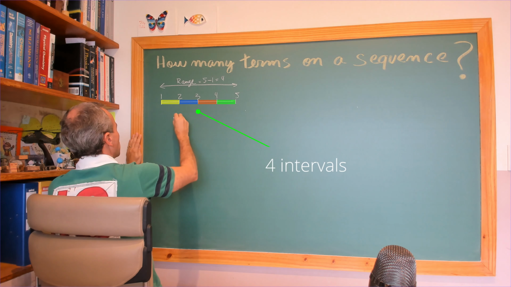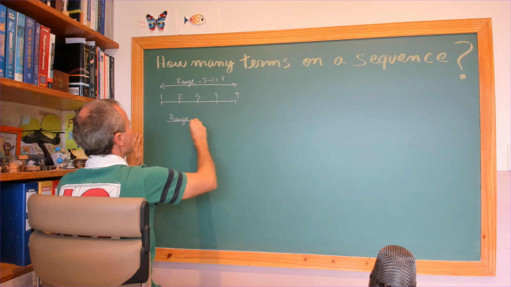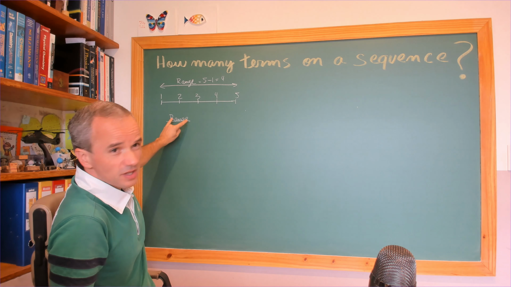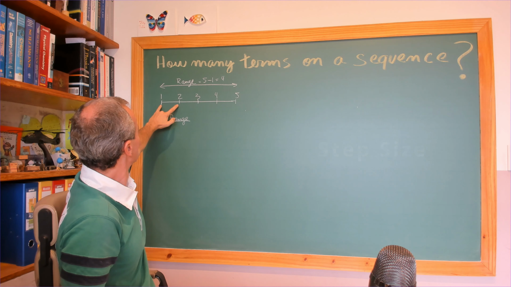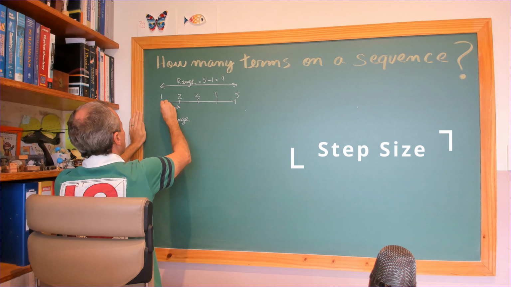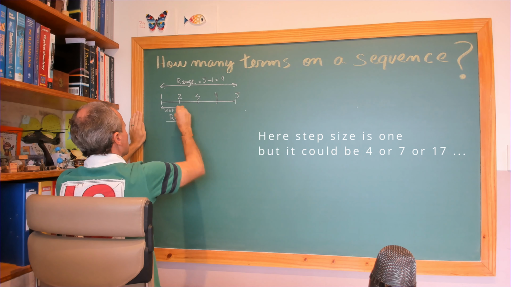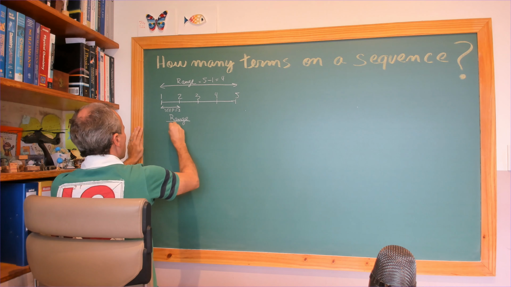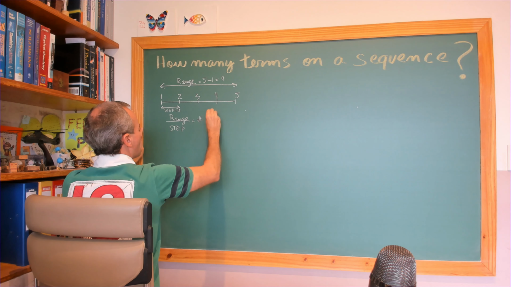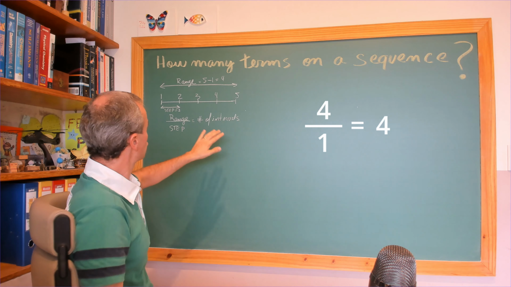So we're going to take the range. We're going to divide this range. Actually, go back a little bit. If we divide this range by the step size, the step size in this case is 1, isn't it? So if we divide the range by the step, what do we get? We have the number of intervals. In this case, it should be 4, right?